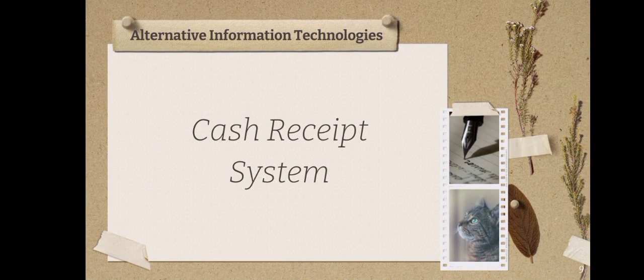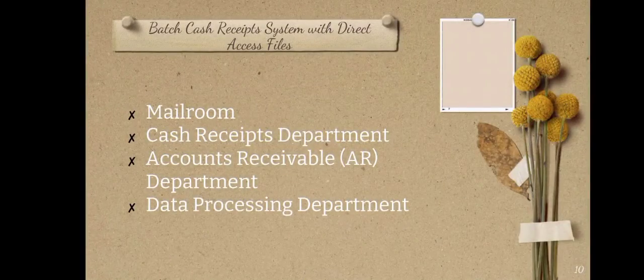The next alternative information technology is the cash receipt system. It is a review of the operational features of a cash receipt system that employs batch processing and uses direct access files. This configuration is found in both modern systems and late-era legacy systems. The direct access file approach offers operational advantages over sequential file processing and permits limited data sharing.